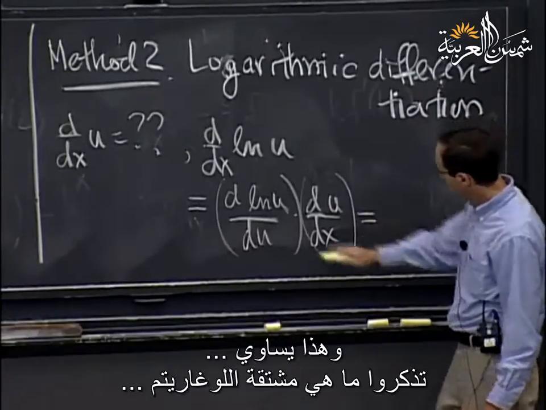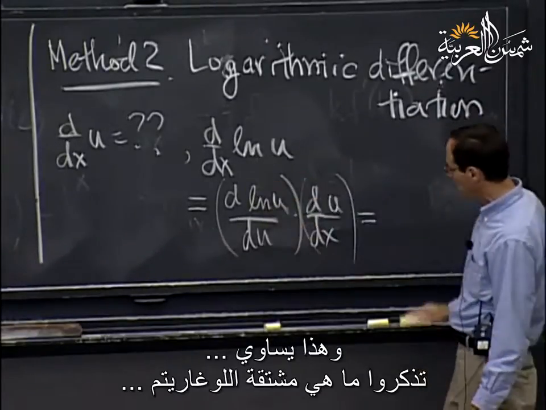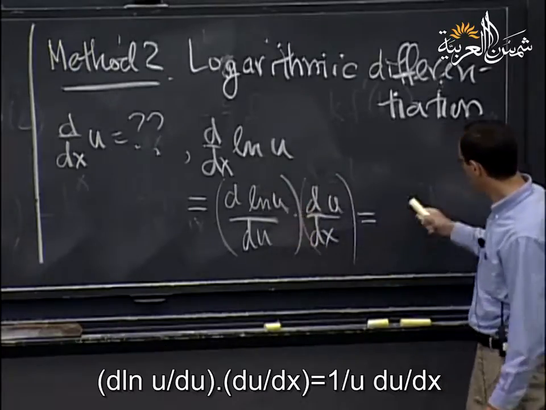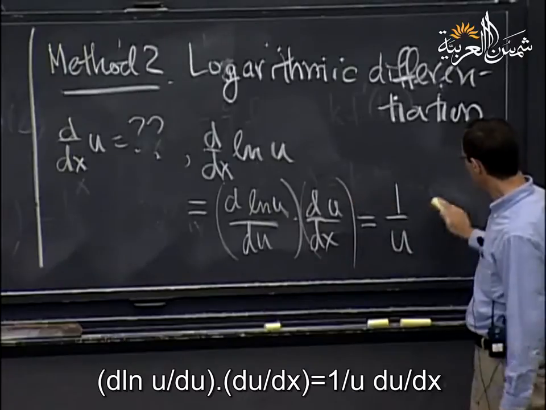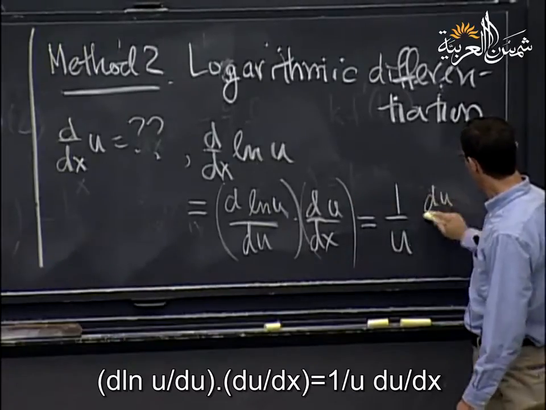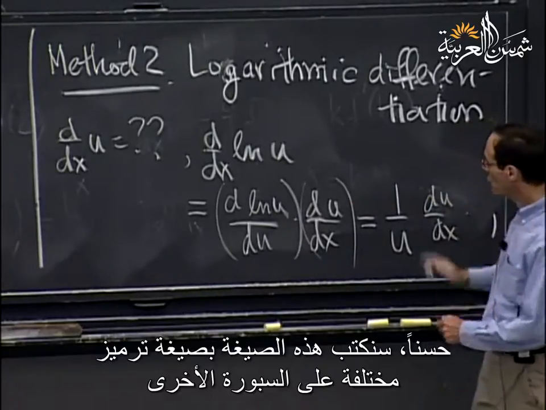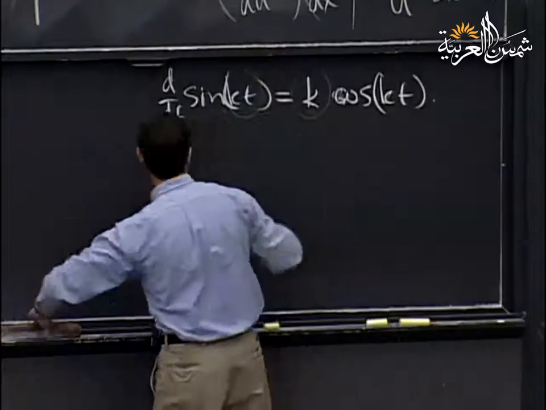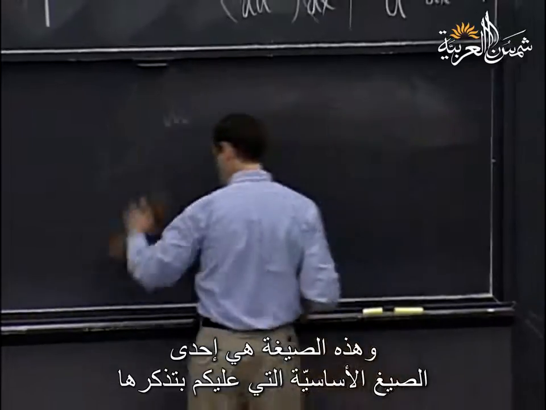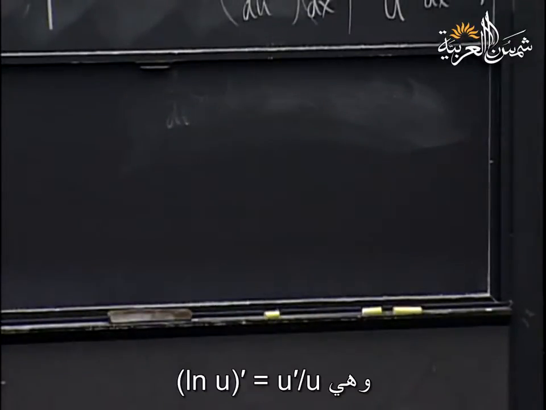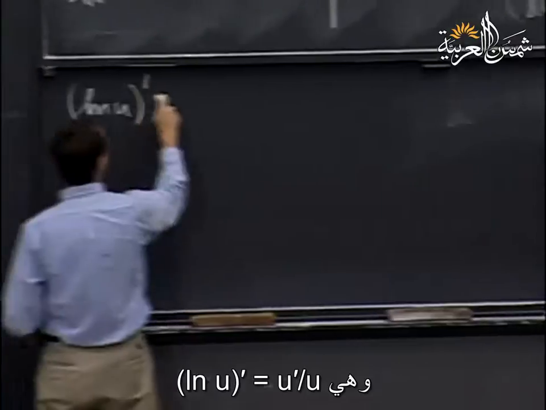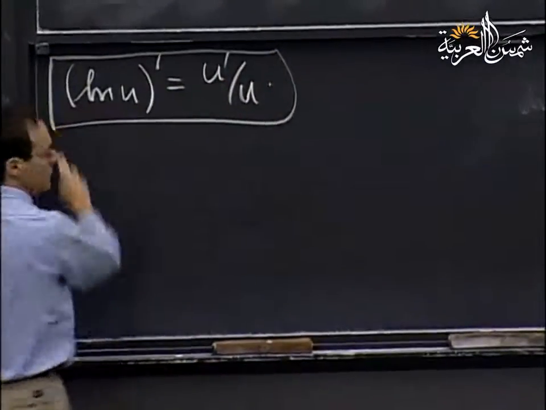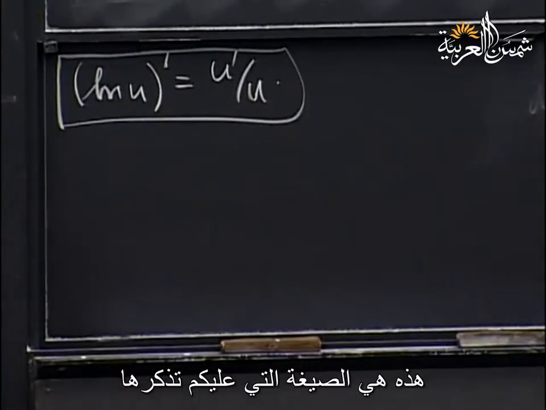And that's the same thing. So remember what the derivative of the logarithm is. This is, what is it? 1 over u. So here I have a 1 over u, and here I have a du dx. So I'm going to encode this on the next board here, which is the sort of the main formula that you always need to remember, which is that log u prime is equal to u prime over u. Okay, that's the one to remember here.